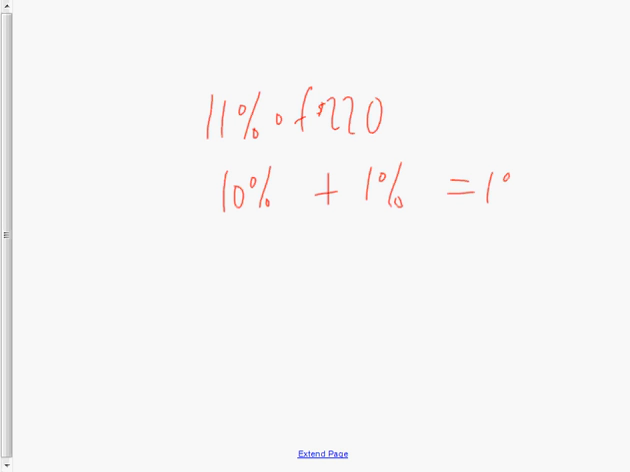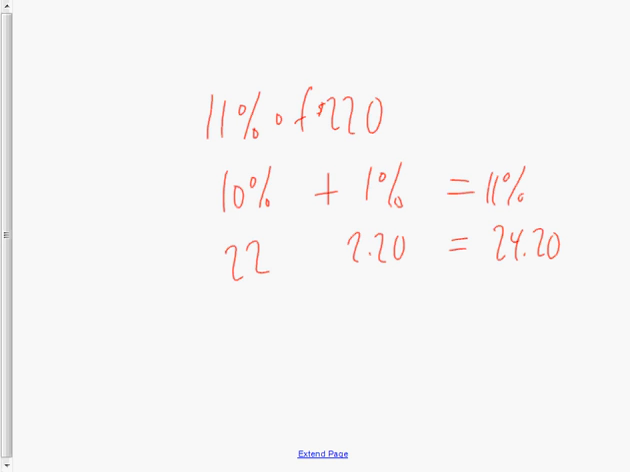Question 13 says 11% of $220. So we need 10% plus 1% to get 11%. 10% is $22 because I move it over one place. 1% would be $2.20 because I move it over 2 times. And therefore 11% would be $24.20.